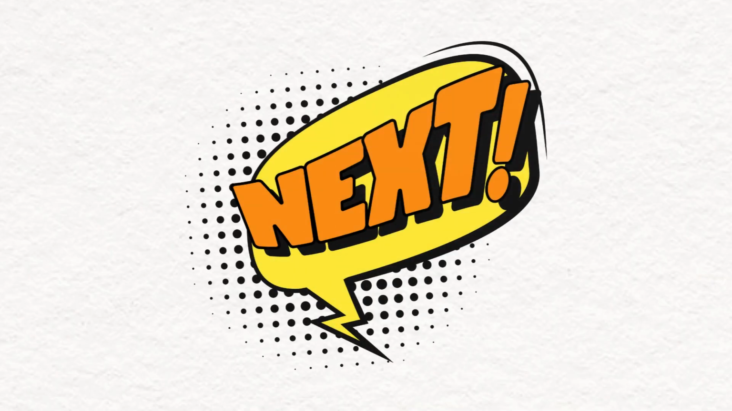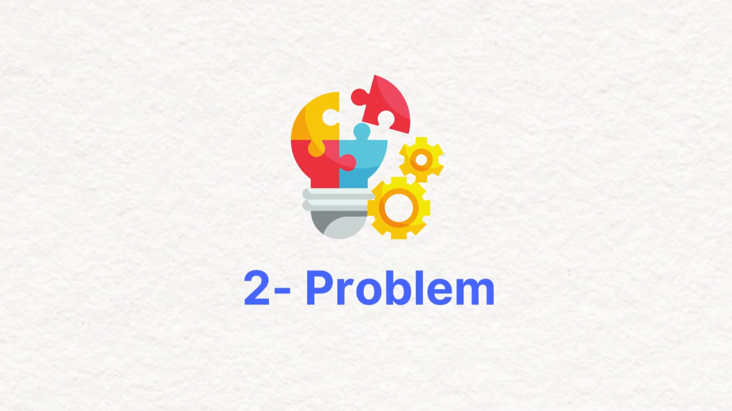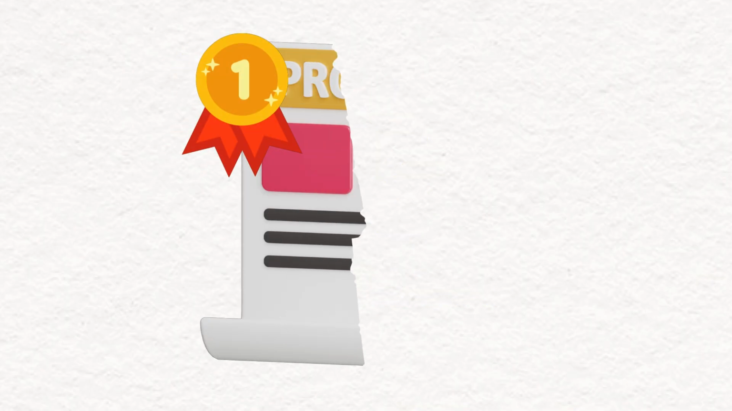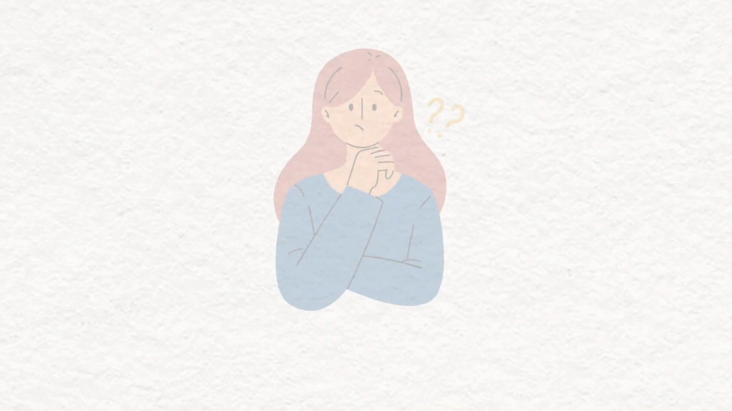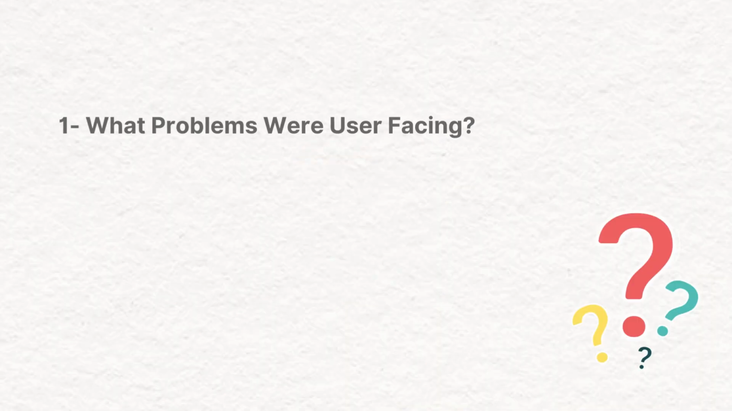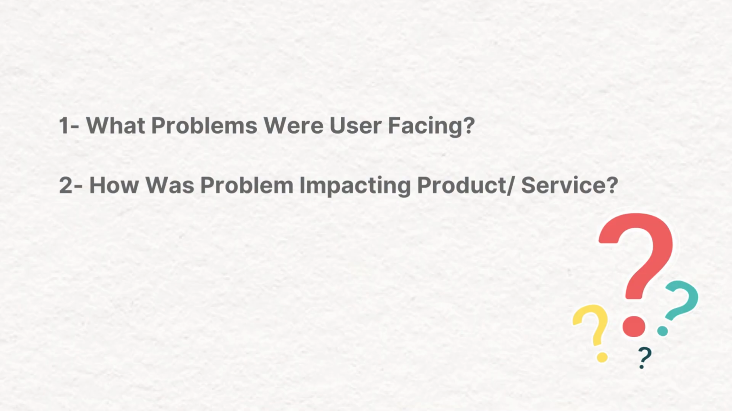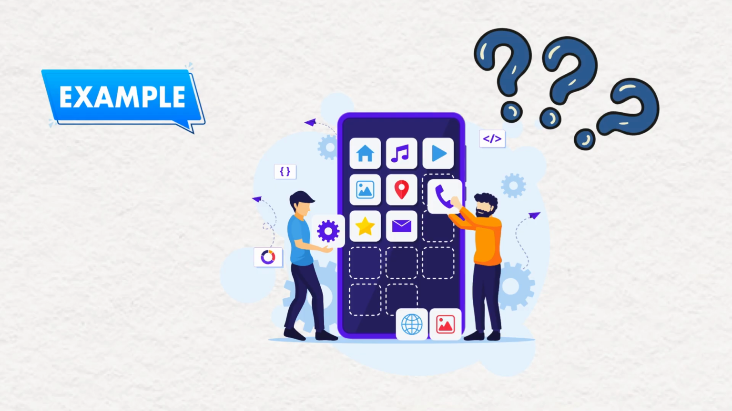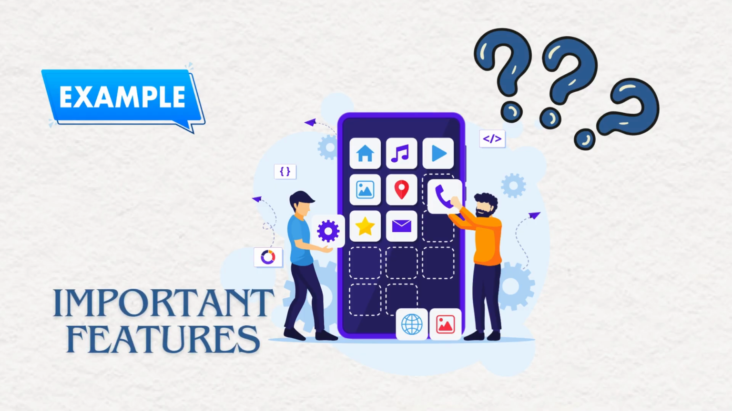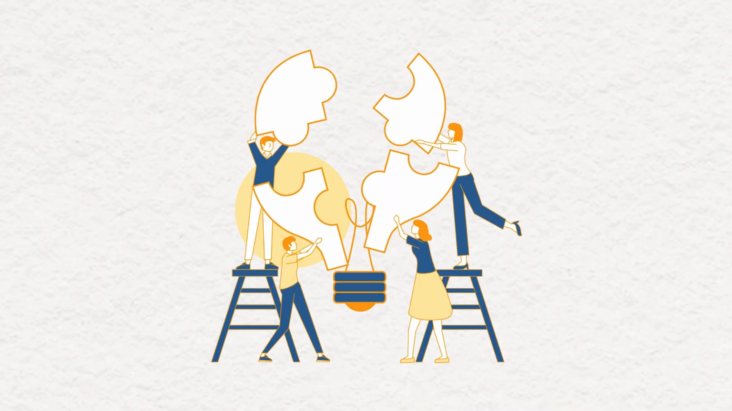Next, we move on to the problem. This part is super important because it shows why your project exists in the first place. Ask yourself, what problem were users facing? How did the problem impact the product or service? For example, maybe users were struggling to navigate the app or they couldn't find important features. Explain the problem clearly and why it needs to be solved.